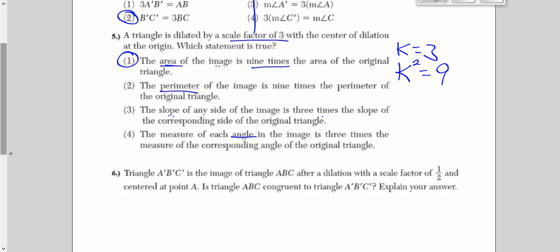Remember, if you go to area, what do you have to do with a k? Square it. And if you ever had volume, what would you do with a k? Cube it, right? I probably won't see that too much, but I want you to know it. Okay, on to number 6.